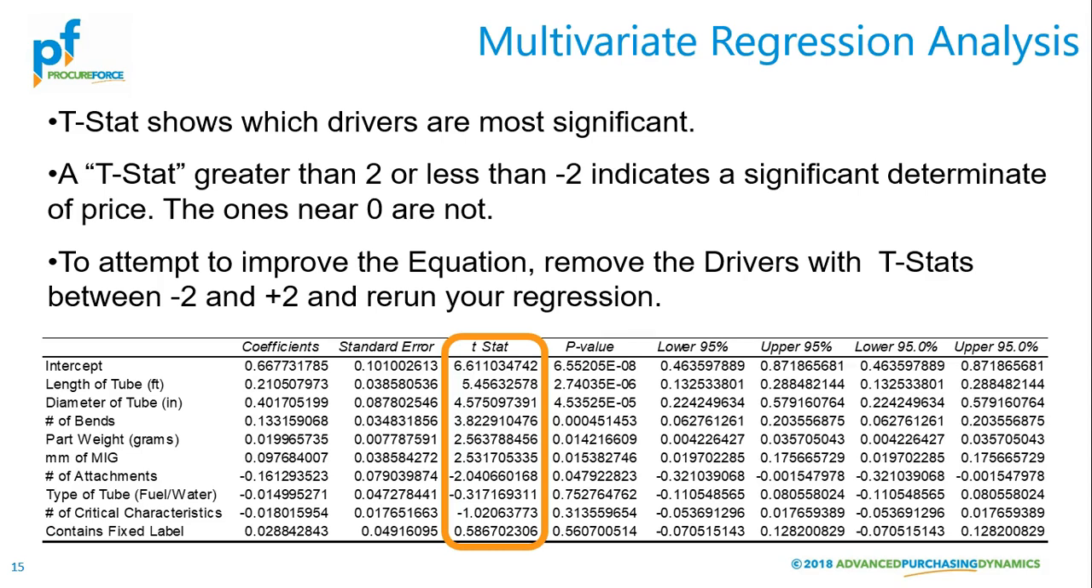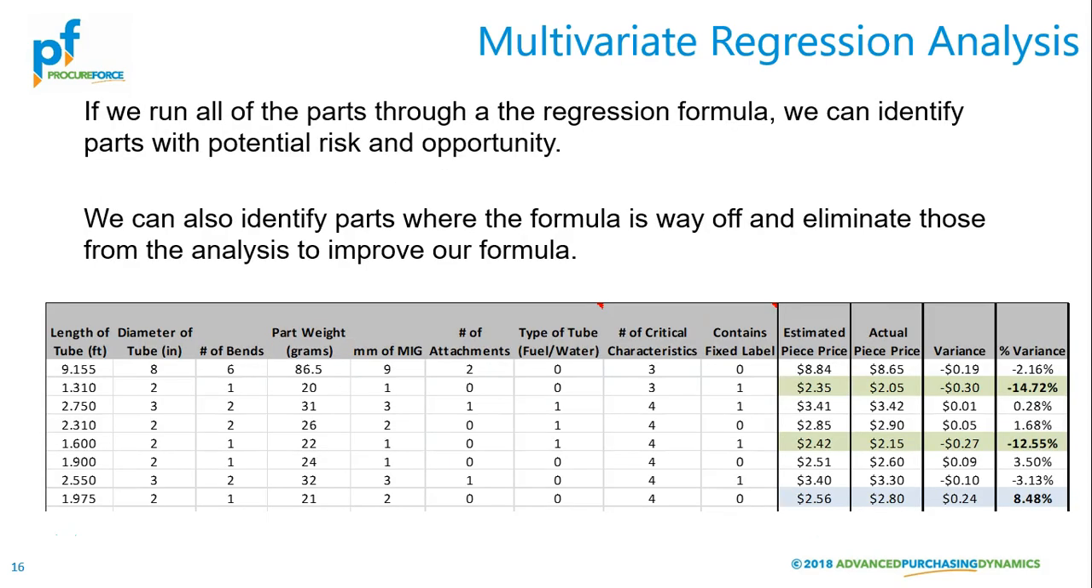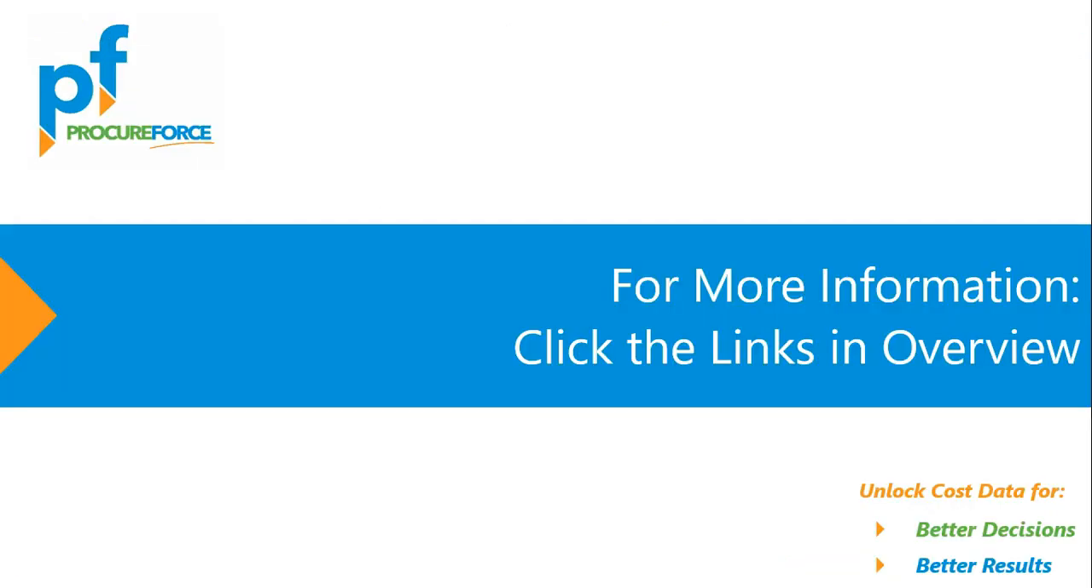To attempt to improve the equation, you do two things. One is you remove the drivers with t-stats that are the lowest. The second thing you do is you run all your parts through the regression formula, and you look for ones that are outliers, ones that are very unpredictable on a part-level basis of what the pricing should be. So by eliminating variables where the t-stats are close to zero, and by eliminating parts where it's very unpredictable, where you look at the variance when you put it into an Excel formula, you actually improve your formula.